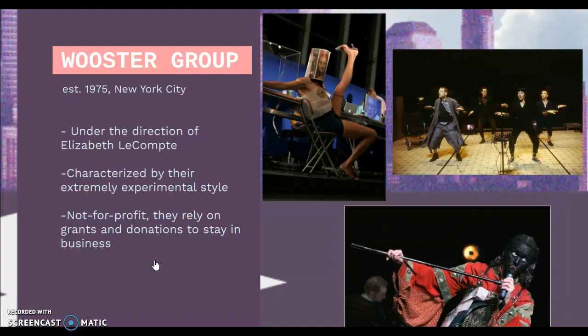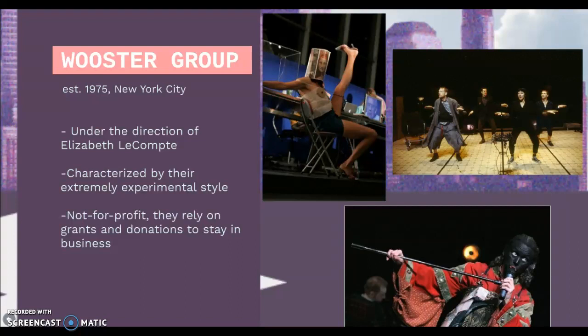This group is well known for producing many actors that are very well known today. It's characterized by its extremely experimental style. It's a not for profit. They rely on grants and donations to stay in business, but they seem like they're doing pretty well.